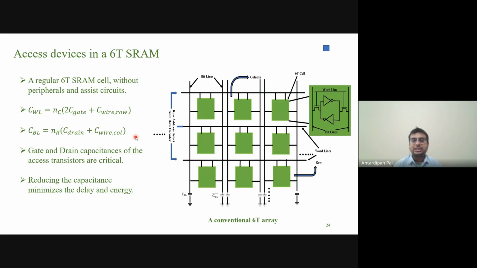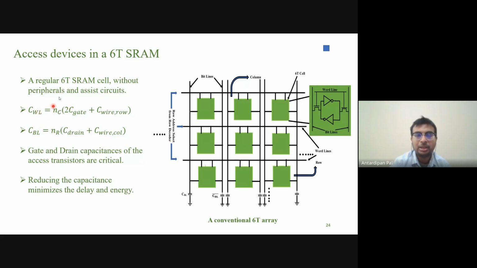Fundamentally, it's pretty simple. You have these columns and you have the rows. These are the word lines. These are the bit lines. This is a 6 transistor bit cell, like explained here. How does it actually look? The main thing to note here is these two capacitances. This is the word line capacitance. This is the bit line capacitance.